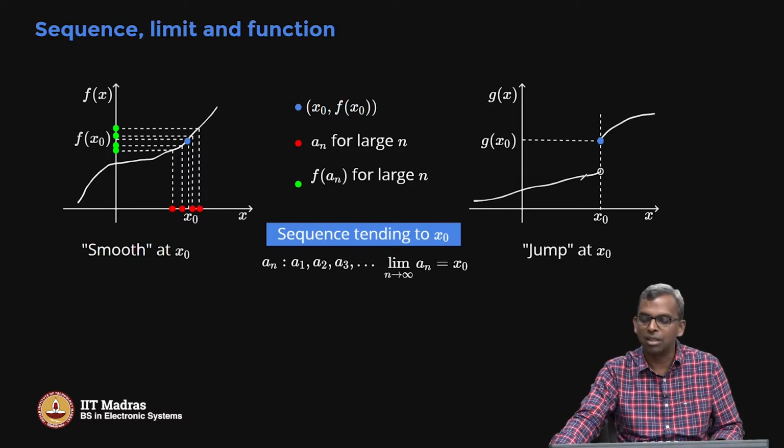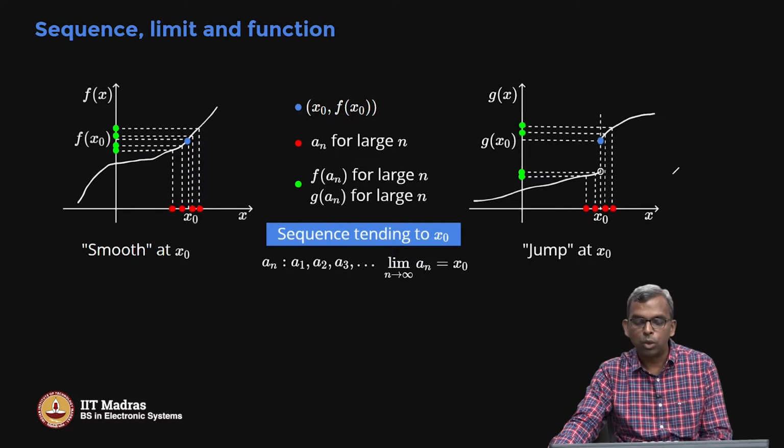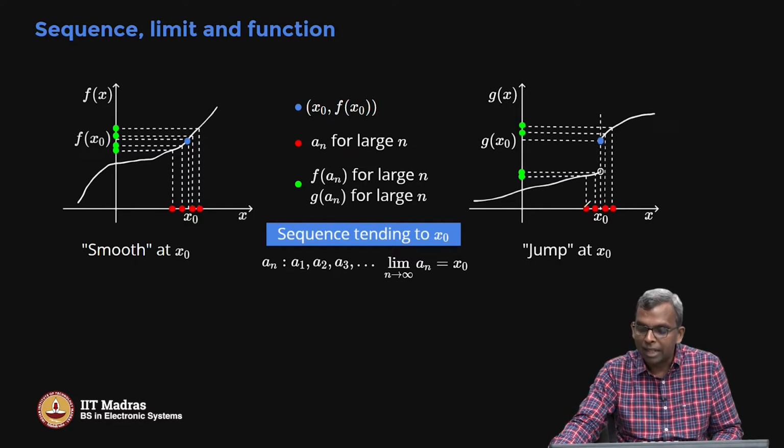This was a smooth function. We observed something about sequences and convergence in this smooth case. What happens here? Let's see that. We can do the same thing. We can take our same sequence an, because that is also converging to x naught here, and then ask the question: what happens to g of an for large n?